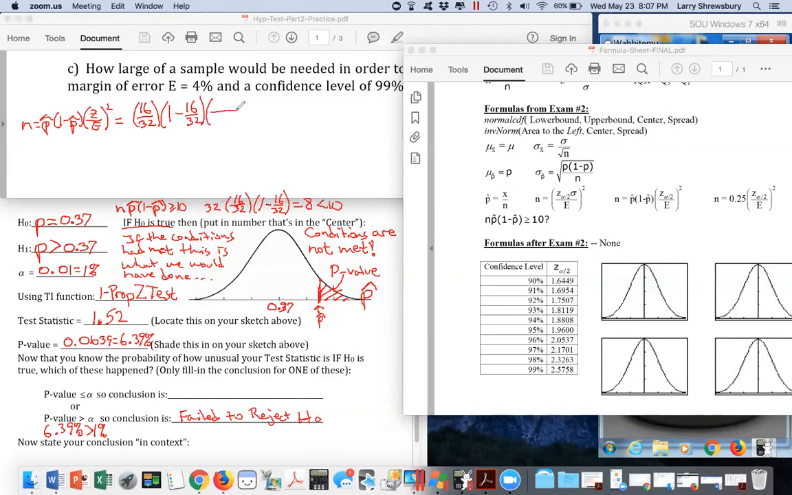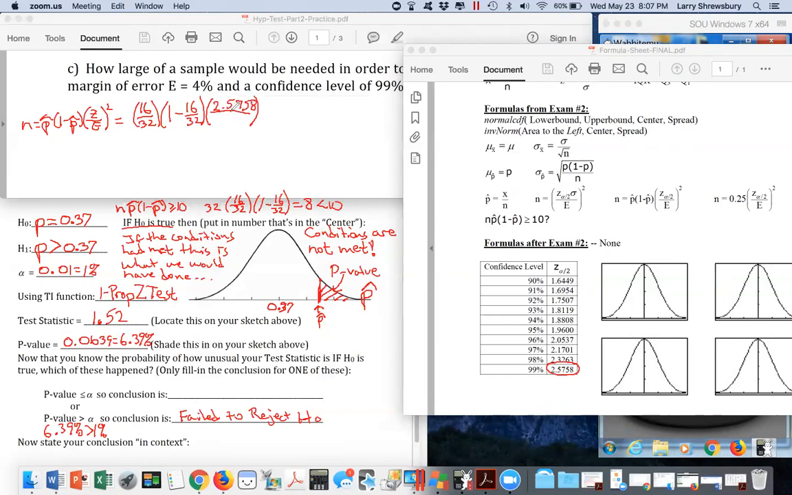And now let's see, what's our critical value? Well, if your confidence level is 99%, go over here, and that's your critical value. So that's what we put here, 2.5758. But you're familiar with this. You were doing this on your exam too. And then our margin of error E is 4%.